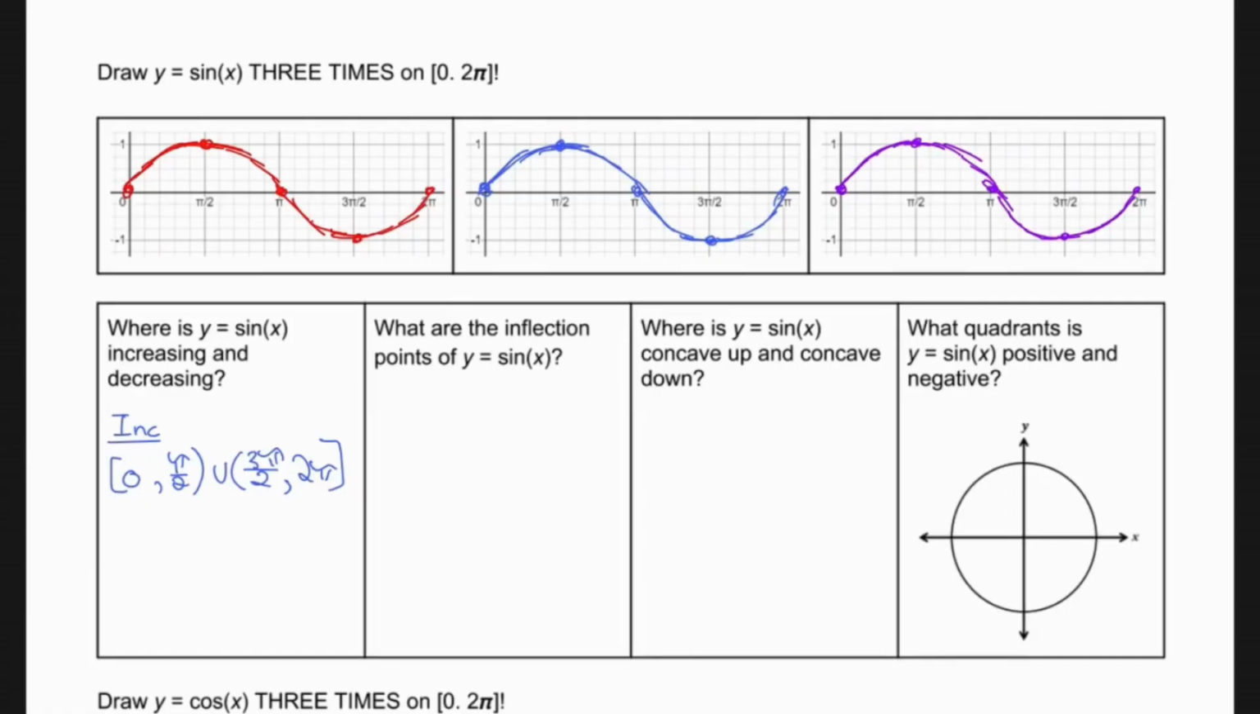Where was it decreasing? Well, it was decreasing from the maximum here to the minimum there. So from pi over 2, not including pi over 2 because at the very top it's neither increasing nor decreasing, to 3 pi over 2, and we're not going to include 3 pi over 2 for the same exact reasons. On this interval, what are the inflection points? Well, the inflection points are where they change concavity, and that happens at 0, pi, and 2 pi.